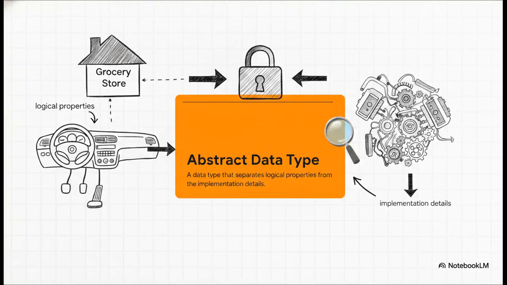The absolute crucial point here is that an abstract data type, or ADT, lets us hide all the messy implementation details. It gives us this really clean structural chassis to work with. It's kind of like driving a car, right? You know exactly how to use the steering wheel and the pedals, those are the logical properties, but you definitely don't need to understand the exact fuel injection mechanics, the implementation details, just to go get groceries. This separation is what we call information hiding.